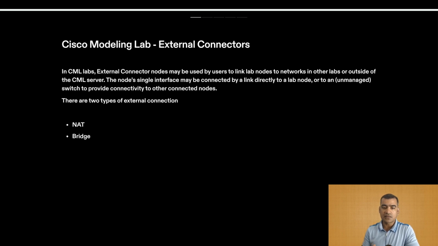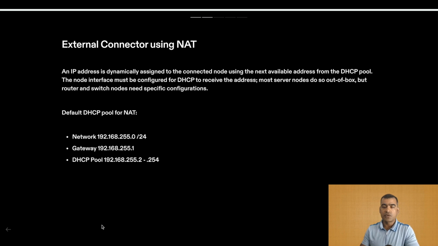The external connectors are typically of two types, NAT and bridge. NAT, as you can guess, is pretty straightforward. When you configure your external connection in NAT mode, there is a dedicated DHCP pool for NAT. As you can see, 192.168.255.0. So whatever IP address you have configured internally within your lab will be NATed to this subnet. This is very useful if you are running Linux servers and other kinds of servers, and there is no specific configuration needed. It pretty much works out of the box.